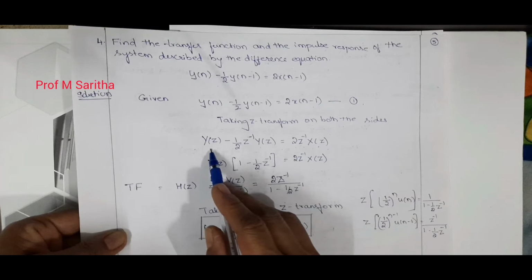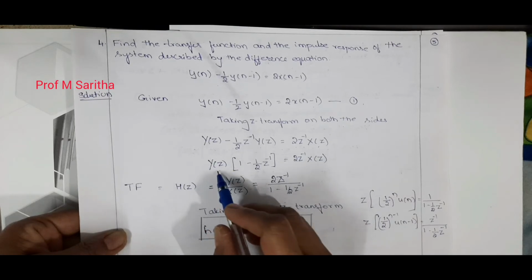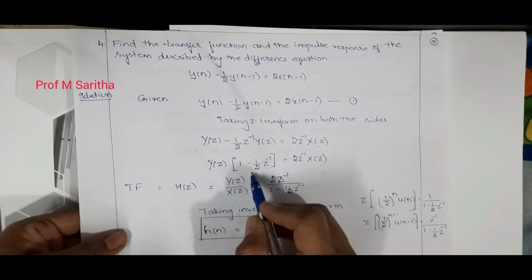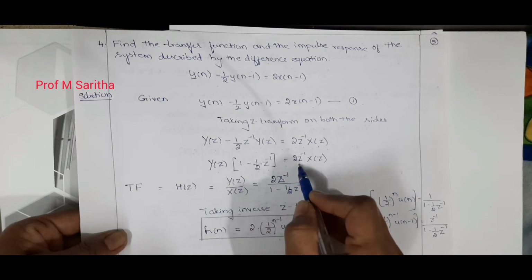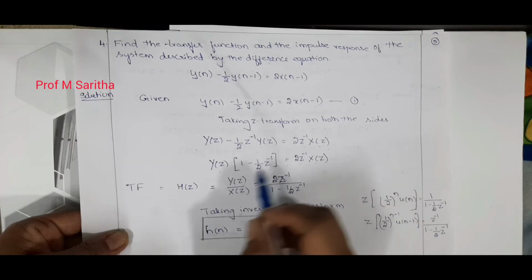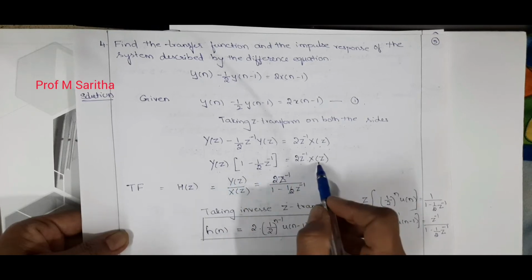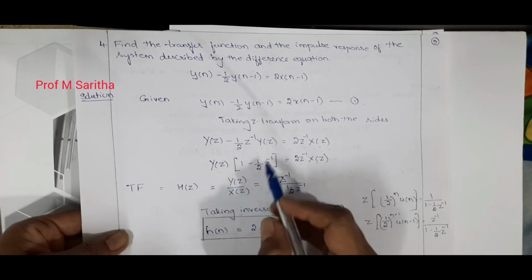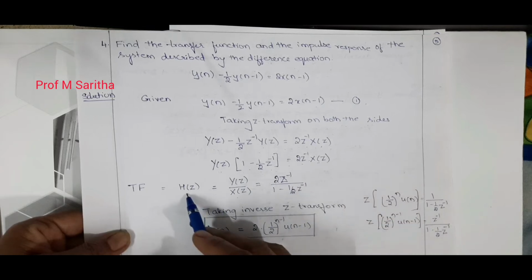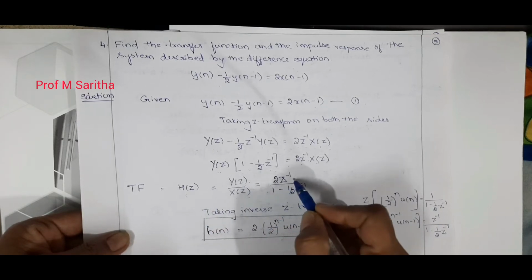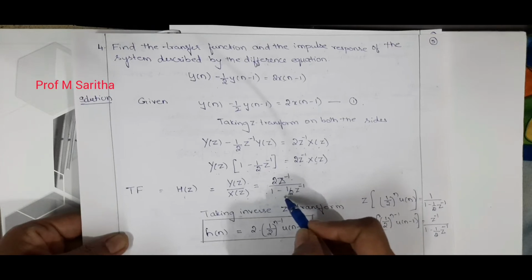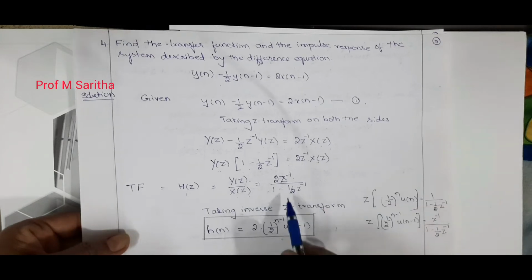Now taking y of z common from these two expressions, we get y of z into 1 minus 1 by 2 z inverse is equal to 2 z inverse into x of z. Now rearranging the terms, taking this x of z down, we get h of z is equal to y of z by x of z is equal to 2 z inverse by 1 minus 1 by 2 z inverse. Now we apply the formula.